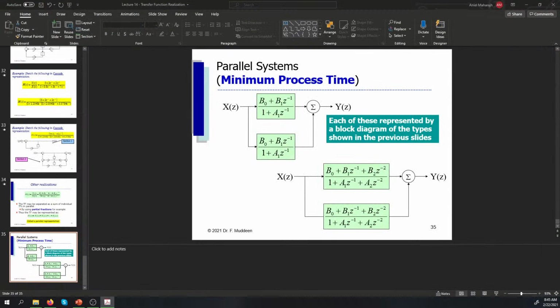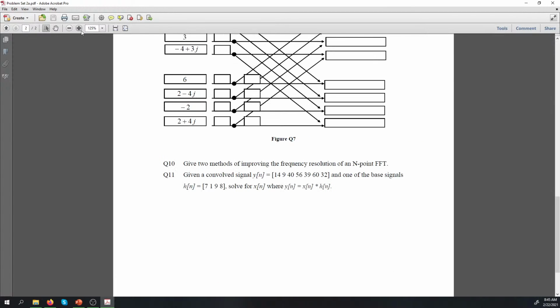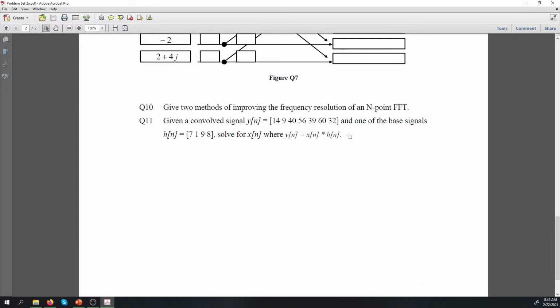Problem set 2a here. We're given a convolved signal, y of n, and one of the base signals, h of n, and we need to solve for x of n accordingly. This is what we refer to as a reverse convolution problem, where we're given the output and one of the inputs, and we need to figure out how to solve for the other input that, when we convolve x of n and h of n, gives us our y of n.